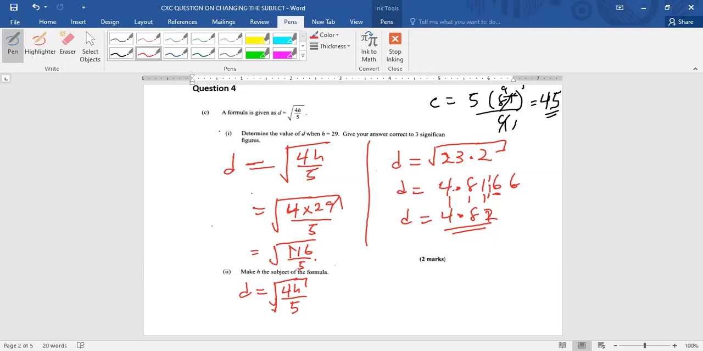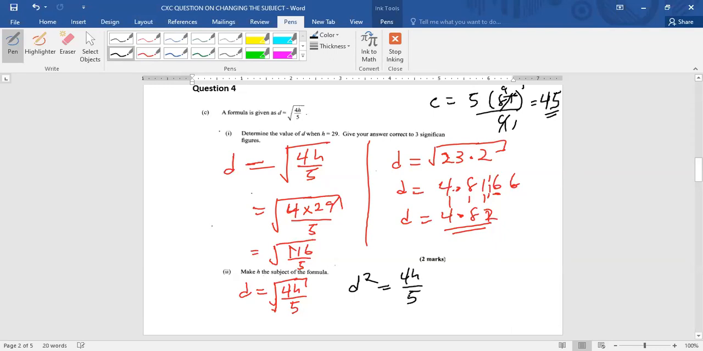Opposite of square root is square, right? So we are going to square. Which letter are we going to square now? The D. Beautiful. Right, so we square the D. So it had been D square. D square is equal to 4H over 5.